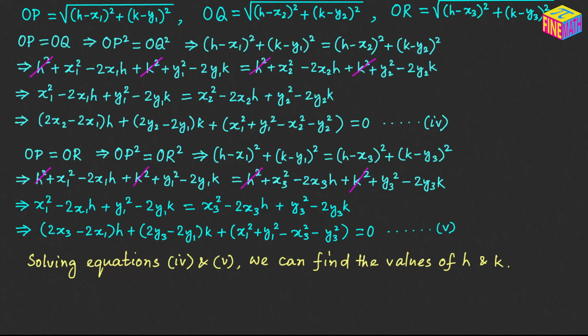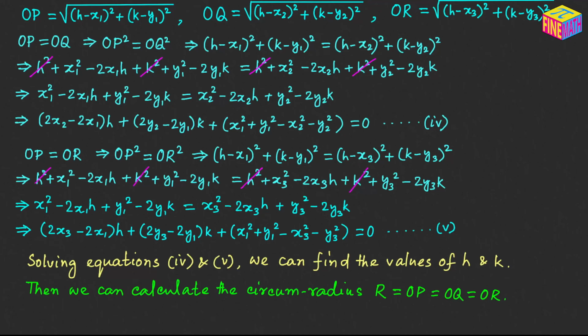And now that we know the values of h and k, and also we know the coordinates of the vertices, we should be able to calculate the circumradius, and that circumradius is equal to OP or OQ or OR. So let's calculate the circumradius here, and that will be like this: square root of x sub 1 minus h whole squared plus y sub 1 minus k whole squared. This is the distance formula to calculate the length of OP.